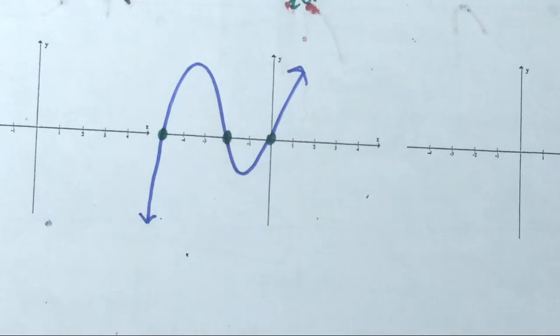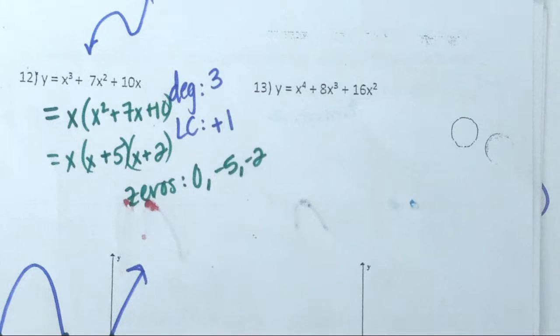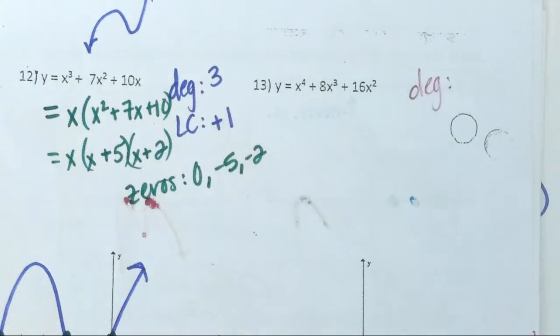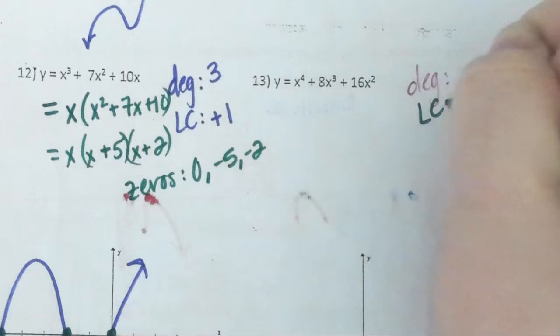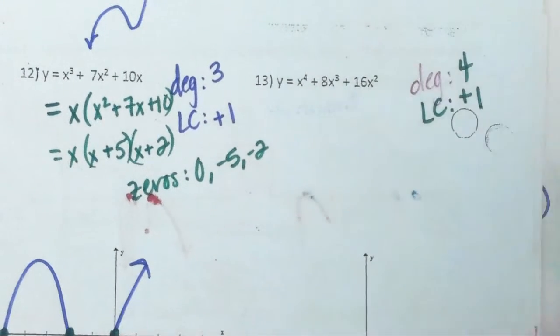Okay, then let's look at 13. We need to factor it as well, but before we go crazy, can you tell me the degree and the leading coefficient of number 13? So what does that tell me the graph's going to be?